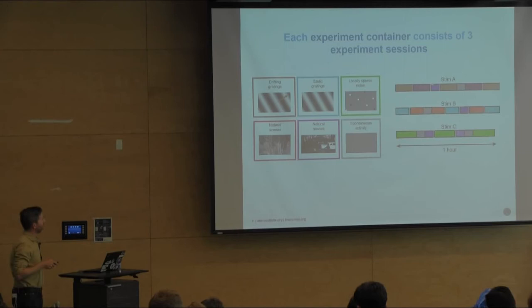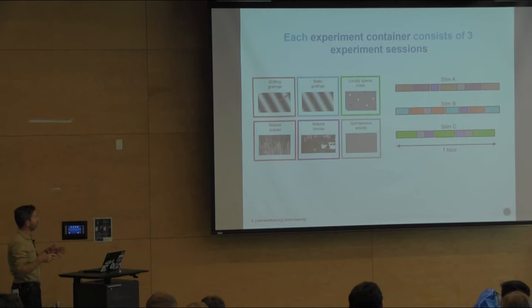There are three different experimental sessions: a Stim A session, a Stim B session, and a Stim C session, which contain blocks of each of these different types of stimuli. Each of these sessions is approximately 1 hour. So for any given field of view included in the data set, we have recordings from the same field of view across these three different sessions.